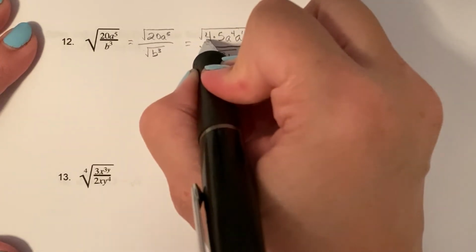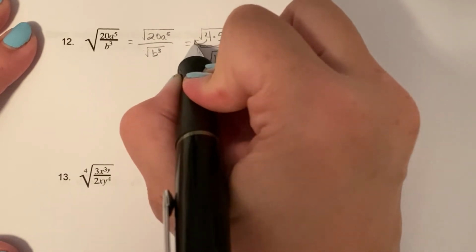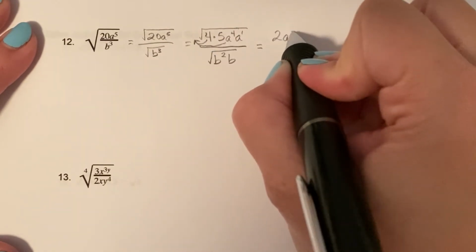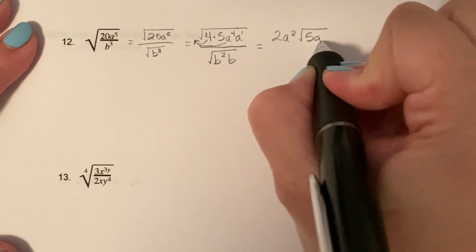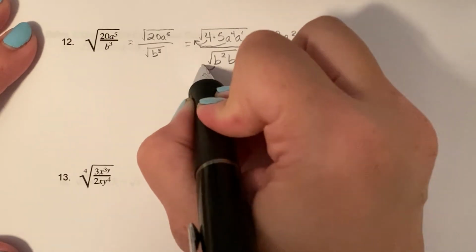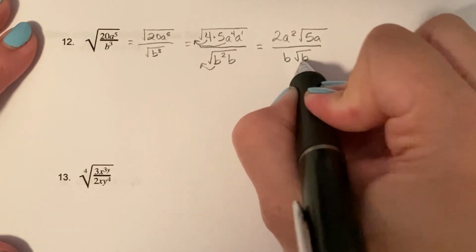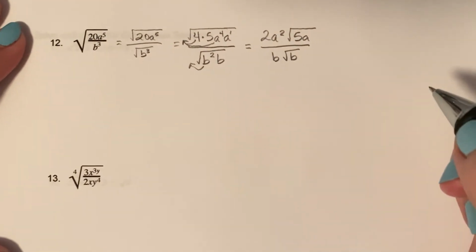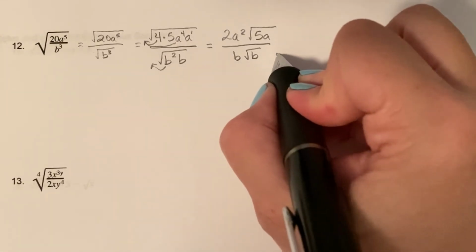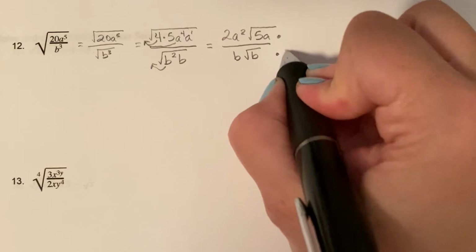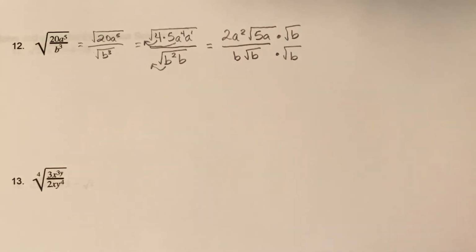Okay, reduce those radicals. We have 2a squared root 5a over b square root b. Now, since we can't have a square root in the denominator, we're going to multiply top and bottom by root b.